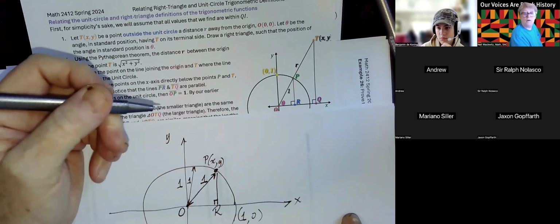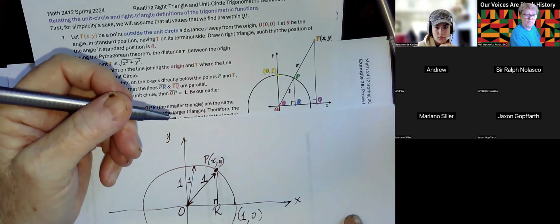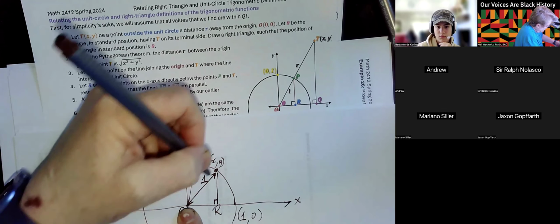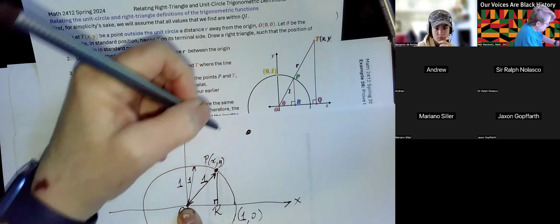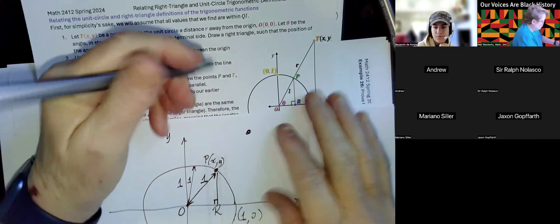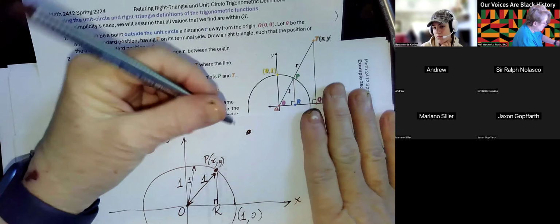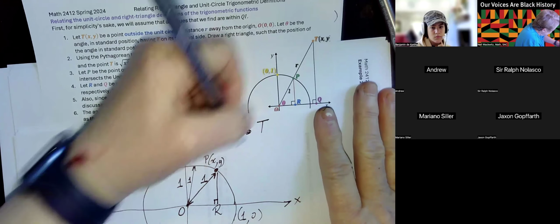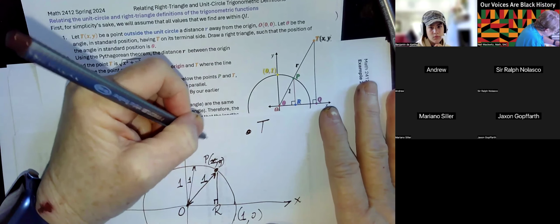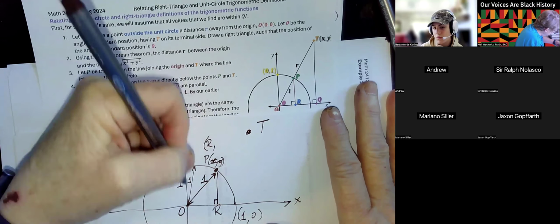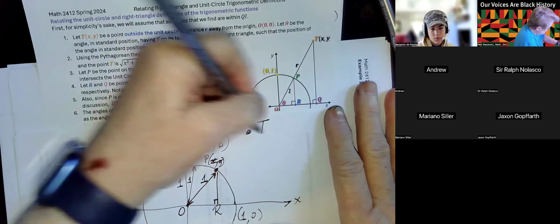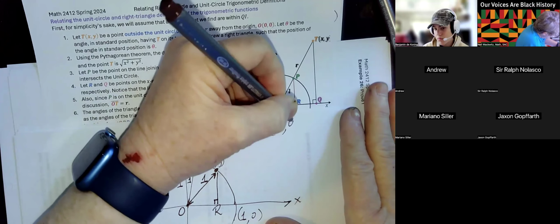Okay, great. Now, let's let T be any point. We're just assuming that it lives in quadrant 1, but it could be anywhere. And it's going to be x, y. So T is x, y.